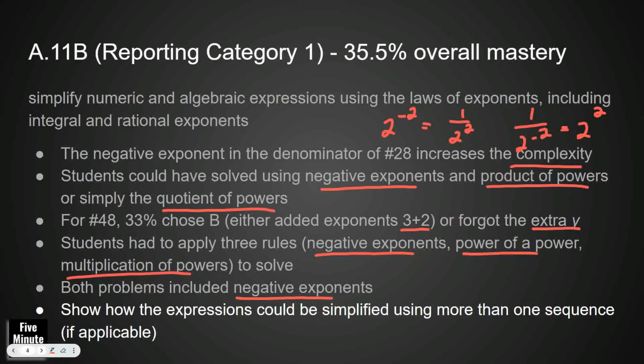So that's the analysis. Now, what does this mean for us? Anytime you see this white text, that means this is kind of an instructional implication. I think one thing that we can do to help our students, especially around this point, is show how, if applicable, expressions could be simplified using more than one sequence. We could have used the quotient of powers, or we could have done the negative exponent. The more we do that, the more we're going to solidify the common rules and how these things work, and it really builds conceptual understanding when you can get to the same answer in multiple ways.